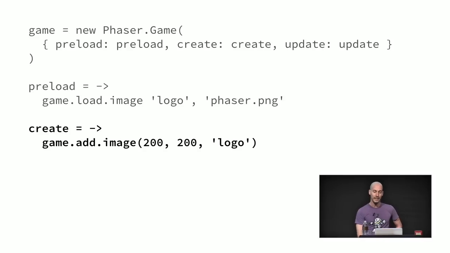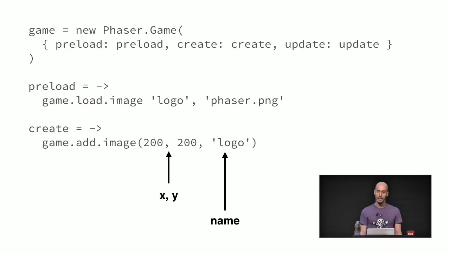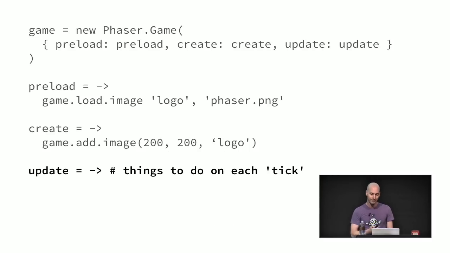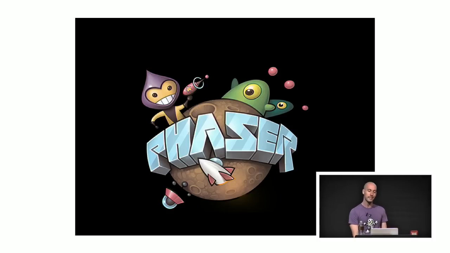Then we're going to create. In the create callback, we're just going to do something with that asset that's already loaded. So we'll add it to the stage or the scene at the x and y 200. And we're going to reference the name of the asset that we created called logo. And on update, this is where we would do things, but for Hello World, I'm not going to move anything around, so we don't need anything in our update callback. And it looks like that.